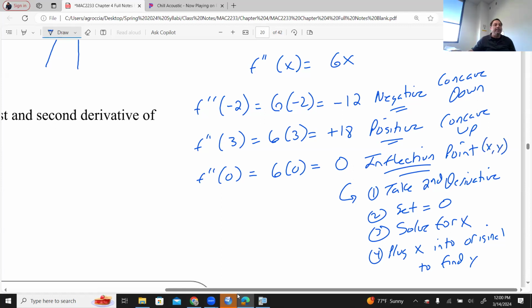Because an inflection point is literally a point, x comma y. Okay, and you're like, why aren't we doing that now? Well, I just taught you the idea of a second derivative. And you're like, that is so easy. A second derivative is so easy. All you have to do for a second derivative is take the derivative once and take the derivative again. And you're kind of right, as long as you know how to take a derivative.